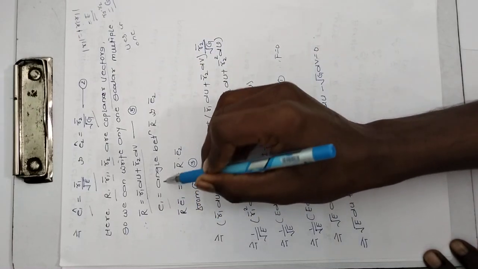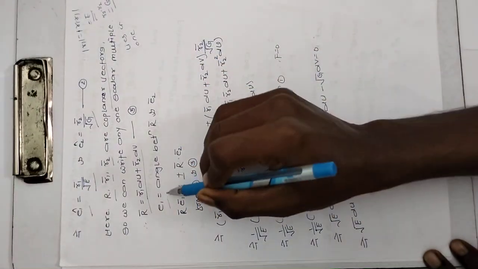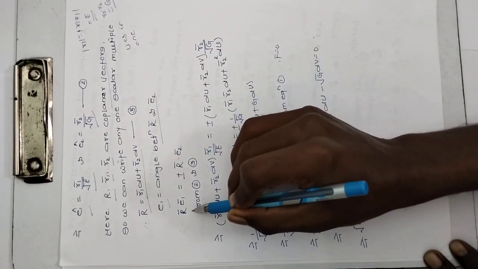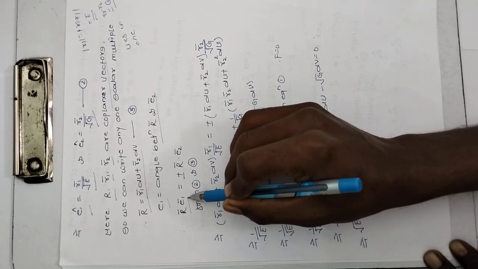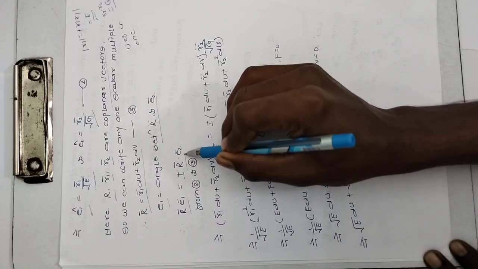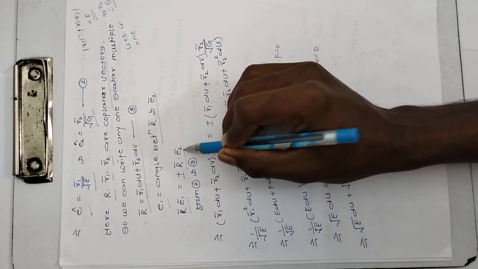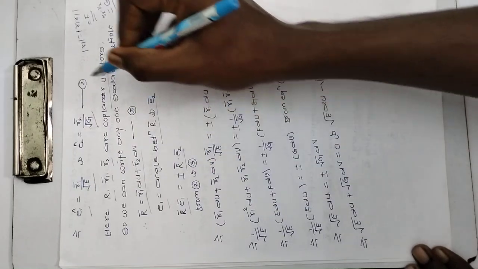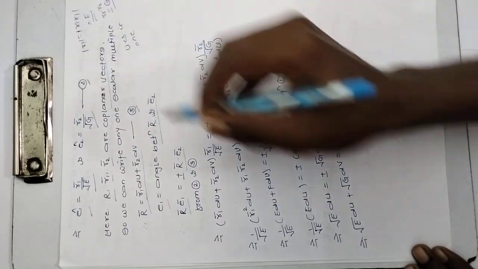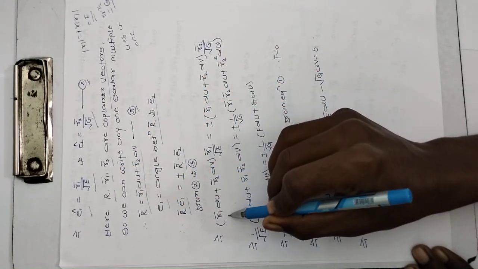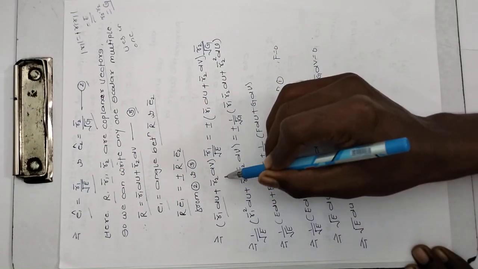The angle between capital R and E1 is equal to the angle between capital R and E2. So we can write R bar dot E1 bar is equal to plus minus R bar dot E2 bar. So from equations 2 and 3, we can write the value of R bar as R1 into du plus R2 into dv.